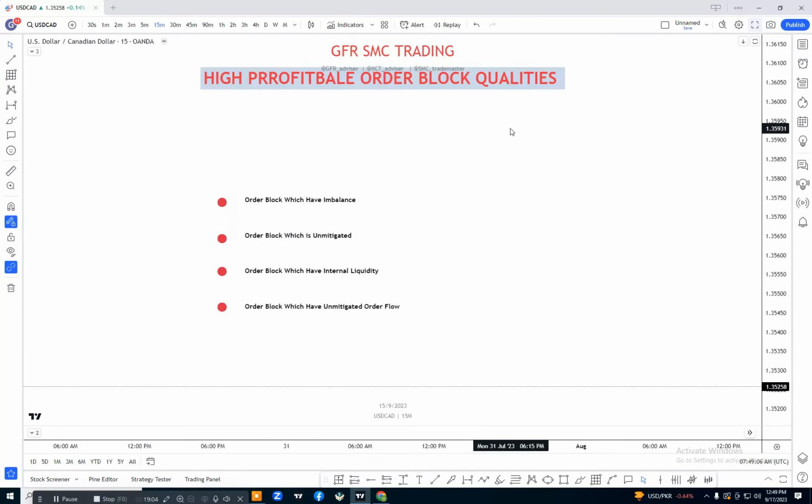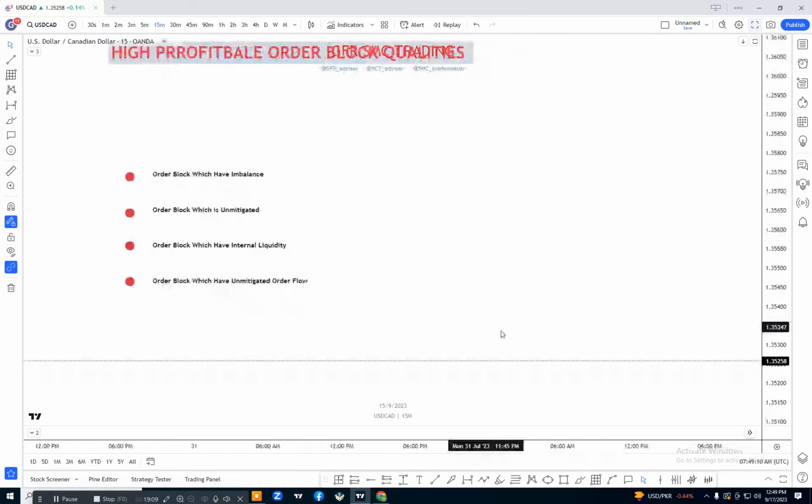The second thing is an order block which is unmitigated. How will an order block be mitigated? Let me explain at this point.